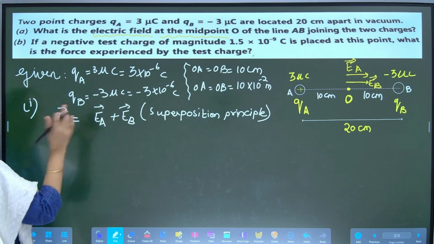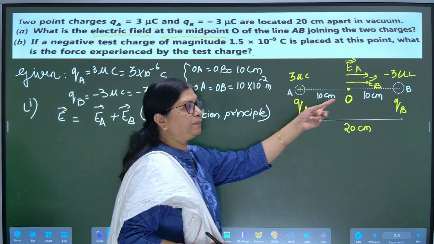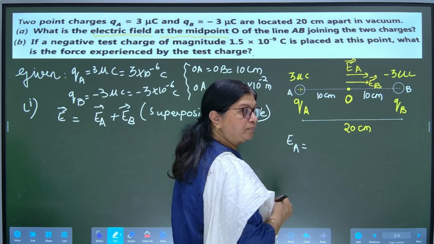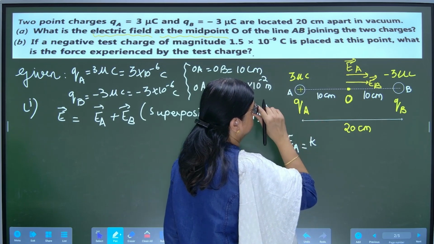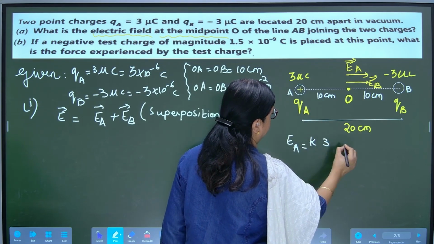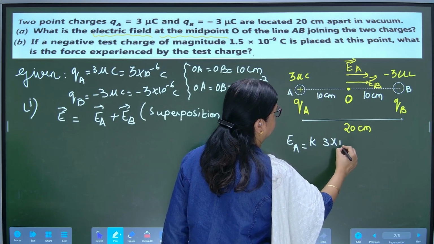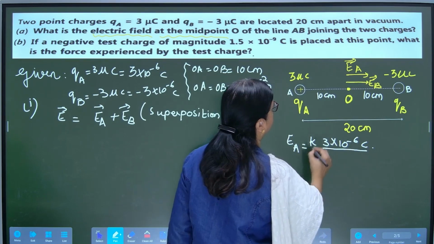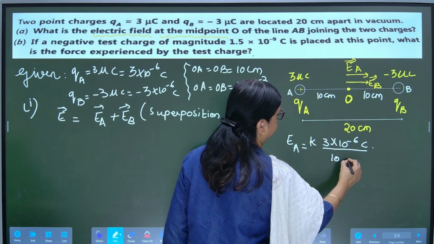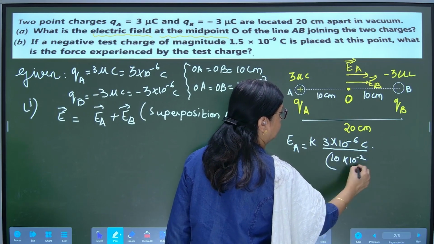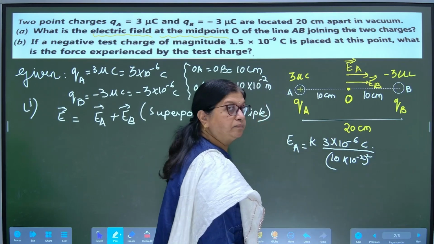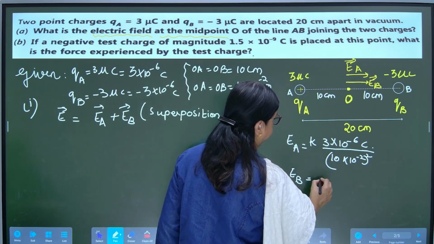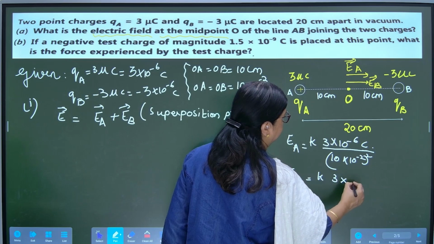Fine. So E is equal to, now I find out what EA and EB are from the diagram. What is EA? Magnitude: K Q. Q is 3 microcoulomb, so I will just write 3 into 10 raised to minus 6 coulomb upon distance square. What is the distance? 10 into 10 raised to minus 2. However you are comfortable, you can even write it as 0.1. That also you can write. Okay, EB. Same, irrespective of the negative symbol there.